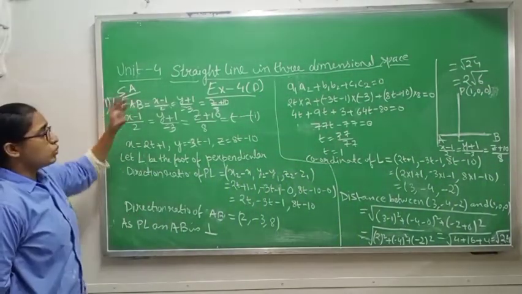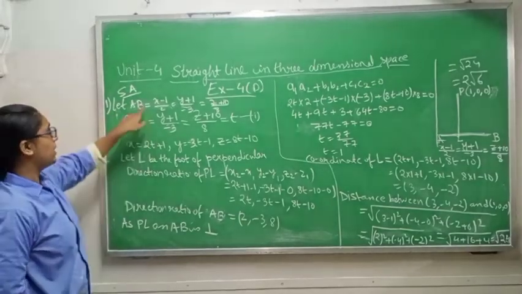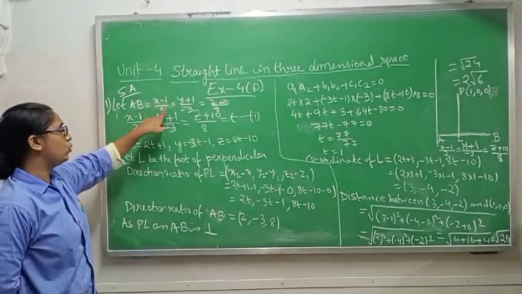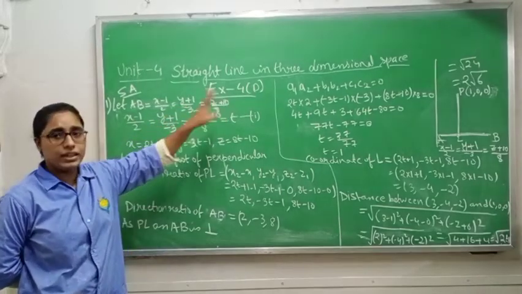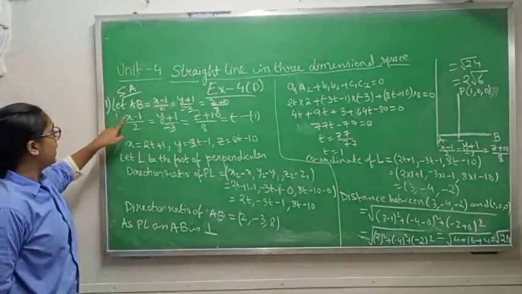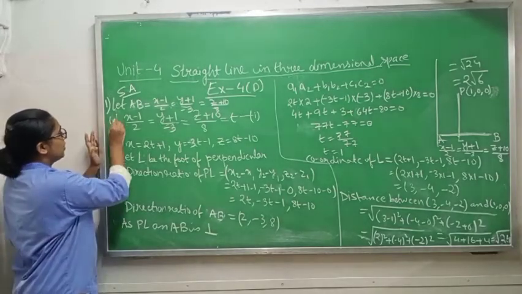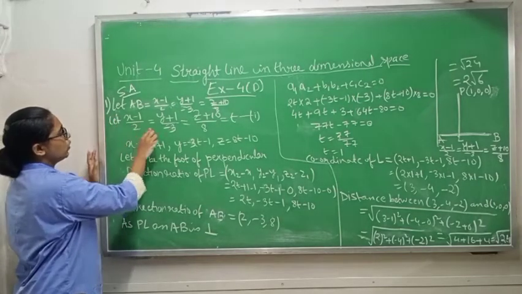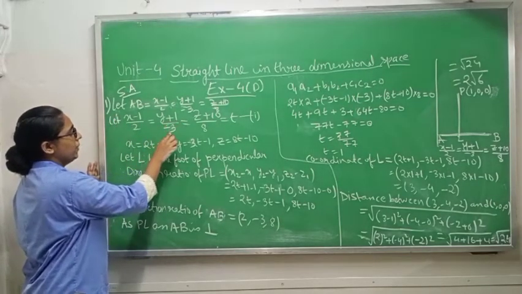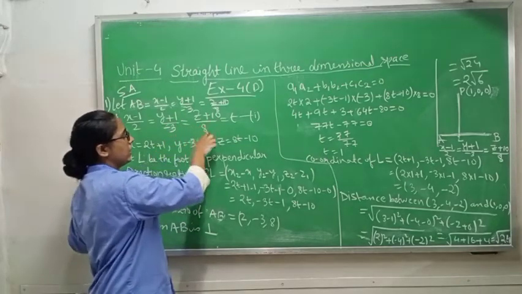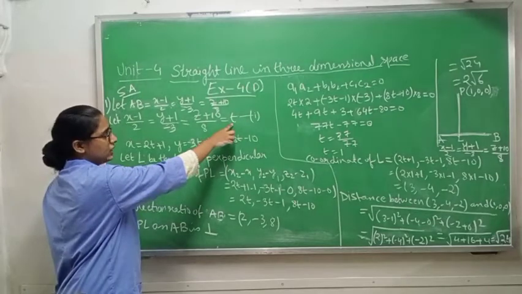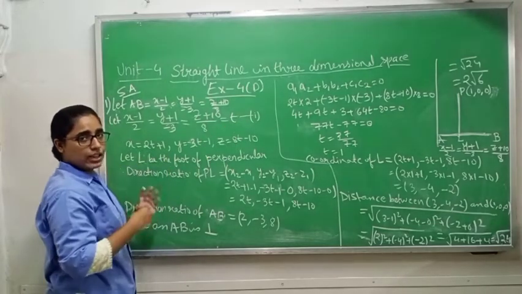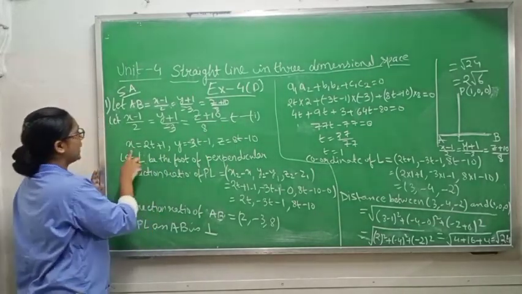Let AB equal to, first I am taking the line name AB, equals (x minus 1)/2 equals (y plus 1)/minus 3 equals (z plus 10)/8. After that I am letting (x minus 1)/2 equals (y plus 1)/minus 3 equals (z plus 10)/8 equals t. Okay. Now when we take the t, as you have done in the previous exercise, you will get the x value.